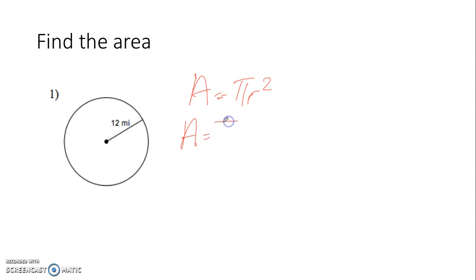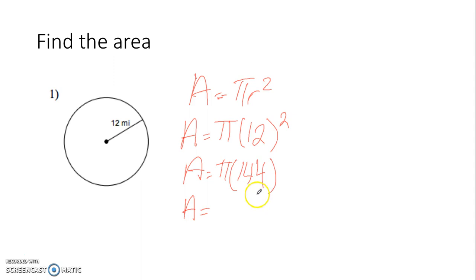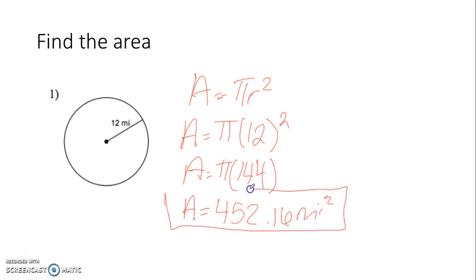That's our formula. All right, so let's rewrite it. A is equal to pi. We're just going to leave that the same. 12 is our radius squared. Remember that when you square something, that's the same thing as saying 12 times 12. So 12 times 12 is 144. So now in our calculators, we're going to write down 144 times 3.14. And when you do 144 times 3.14, you're going to get 452.16 miles. And when we write it, we write miles squared, because it is area.